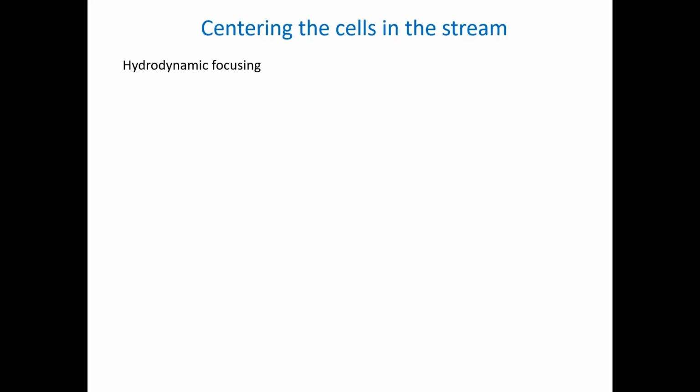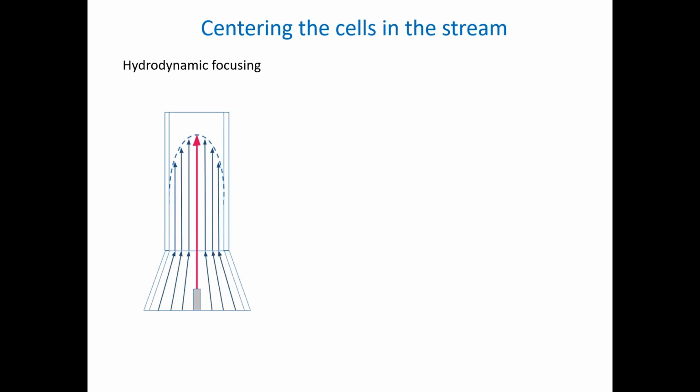A crucial element of the fluidics is to center the cells in the stream as they pass through the laser. This is done using hydrodynamic focusing, so that there is a central stream of cells within the stream of sheath fluid. The shape of the sheath chamber and flow cell, and the differential pressure between the sample and the sheath fluids create a uniform profile of parallel layers called laminar flow.